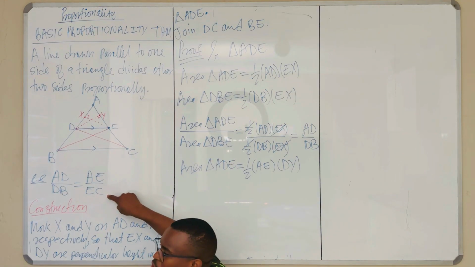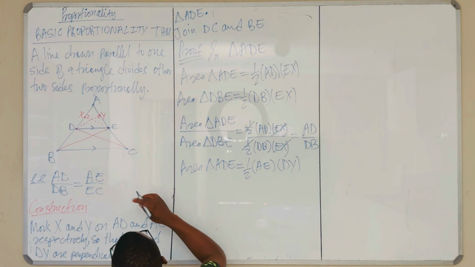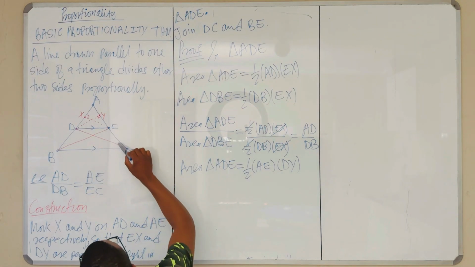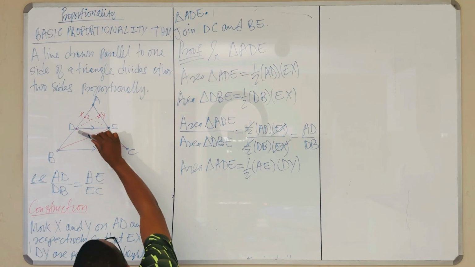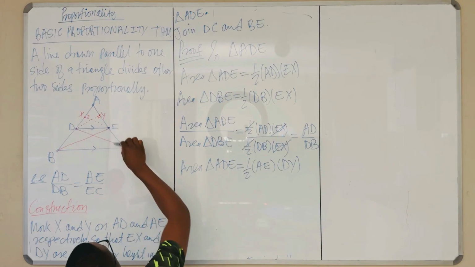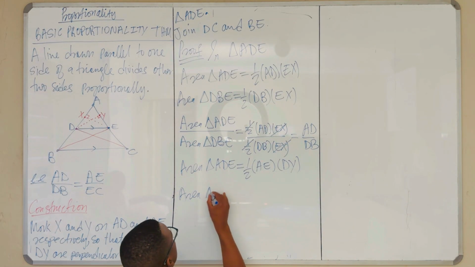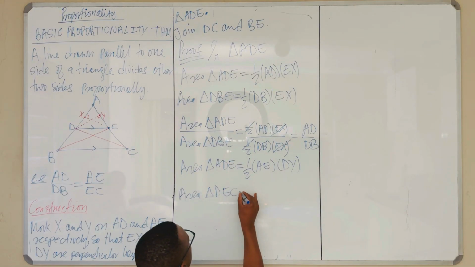Is there any triangle that contains EC? Yes, it's triangle BEC. Okay, EC, yes, I can see it. It said BEC, but we can use DEC. Yes, we're going to use this one. So the area of triangle DEC.